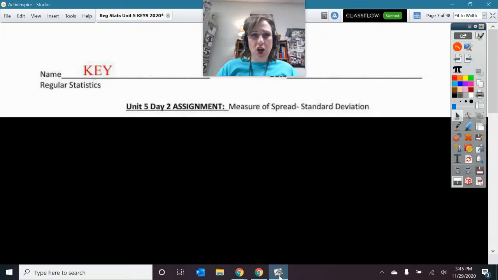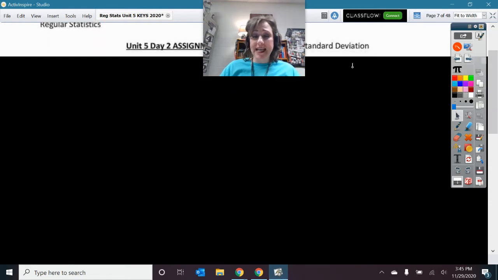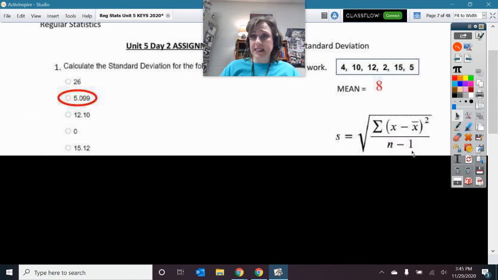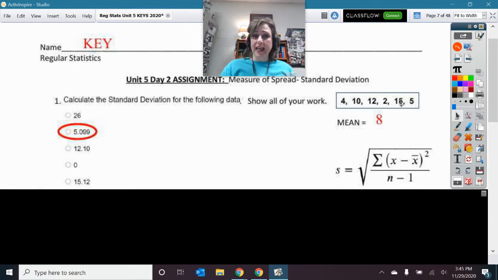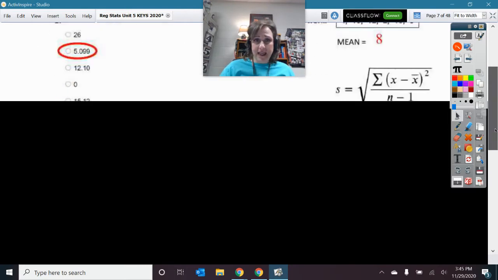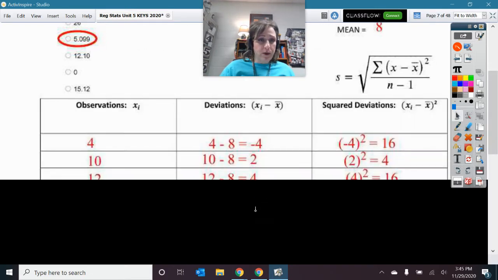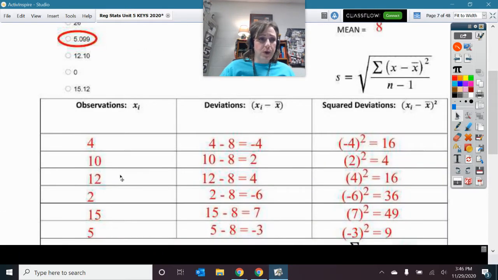Right, let's see how you did on your assignment where you were understanding the concept of standard deviation. This first question asked you to calculate the standard deviation of these 6 numbers and show all your work. So I had given you that table to do that. The mean was 8, and then you had this similar table where you had to put all of your observations, your 6 pieces of data, find how far away they are from the mean, and then square them.